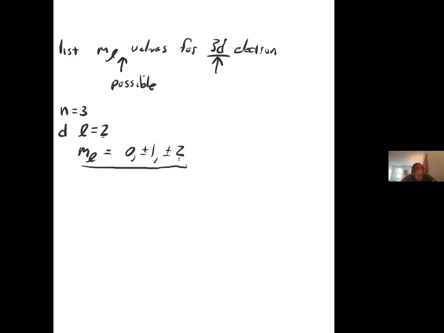So how do we write this as a list? Generally, you want to go from the negative to the positive. So I'm just reordering it so that it goes from negative to positive. And you do want to put the pluses. Don't just put 1, 2. Put plus 1, plus 2.